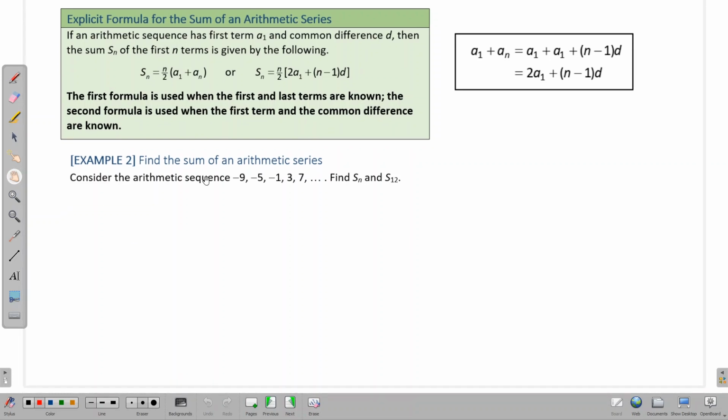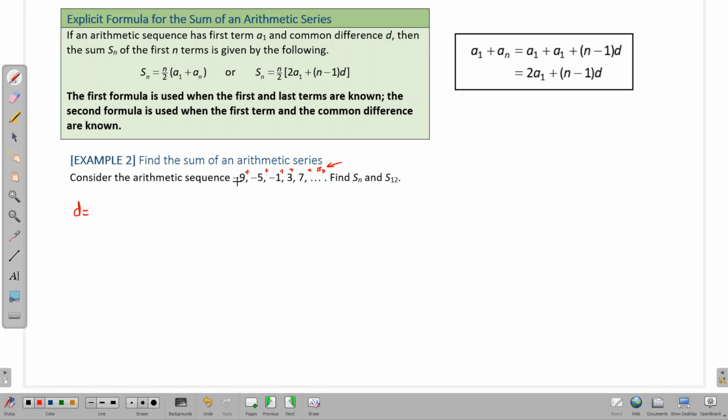So it says consider this arithmetic series, or sequence, sorry. This is just written as a sequence, but they want us to find a formula for the sum of the first n terms, meaning if you were going to add these up and go all the way out to the nth term, which we don't have here, what would be the formula for that? Well, since we don't have a sub n, we're going to need to use this formula here, which means we need to figure out what d is.